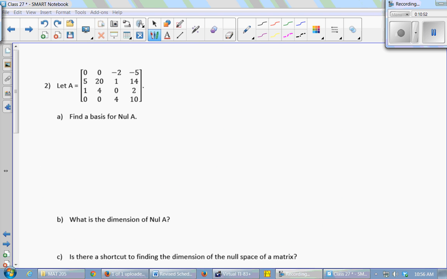Okay, so here's a matrix A. I want to find a basis for the null space of A. So first we have to remember what the null space is. It's the set of all vectors that get sent to 0. So you augment it with zeros and row reduce, and this will help us develop a basis for the null space.